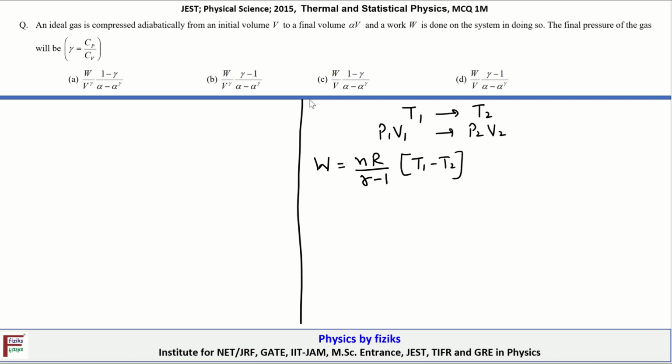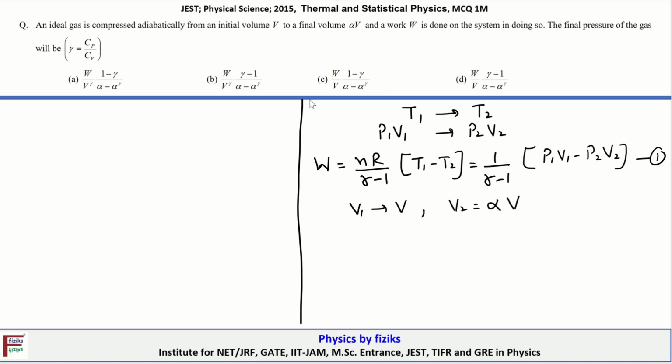This can also be rewritten in terms of pressure and volume, because we are interested in the expression for the work done in terms of pressure and volume, as that's the information given to us. So that is equal to 1 upon gamma minus 1 into P1 V1 minus P2 V2. Let's call this equation 1. Here we are given that V1 is equal to V, and V2 is alpha times the initial volume.